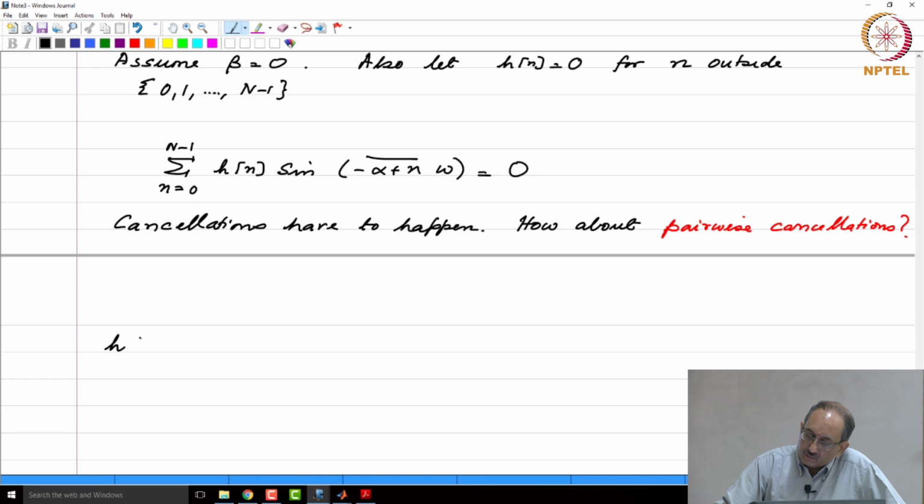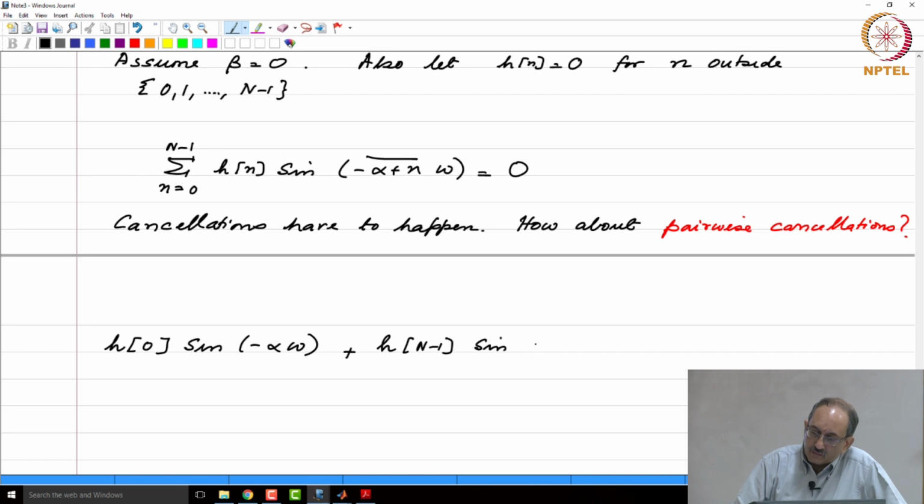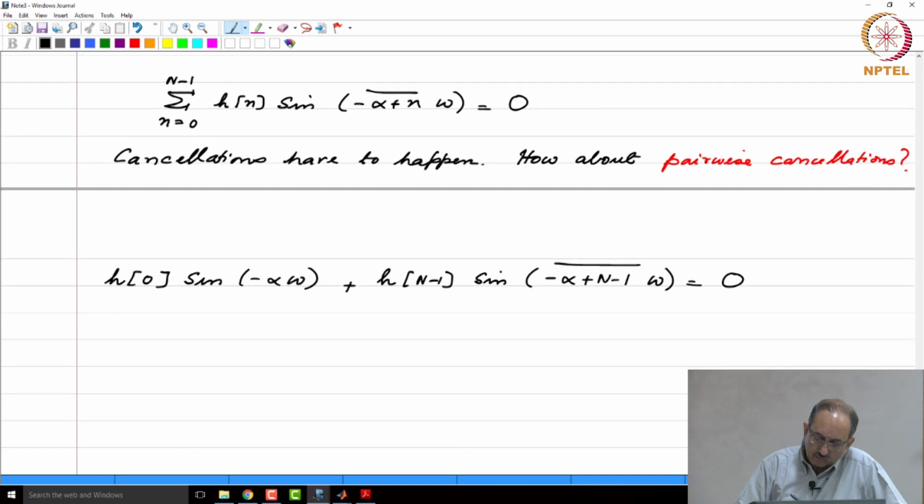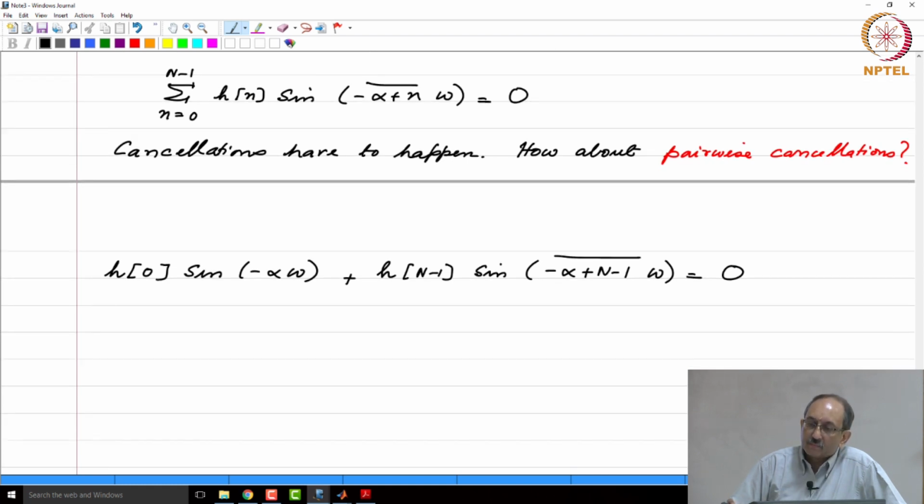And the person then thought along these lines, okay, maybe pairwise cancellations are possible, and the person decided to choose the first and the last term. So, you put n equal to 0, then h of 0 times sine of minus alpha omega plus h of capital N minus 1 times sine of minus alpha plus N minus 1 omega. So, can these two terms cancel is the question.